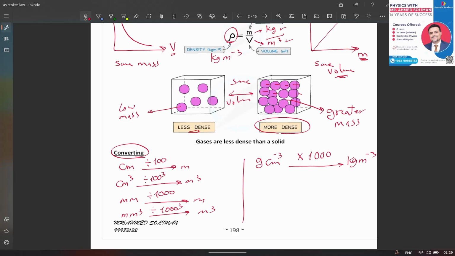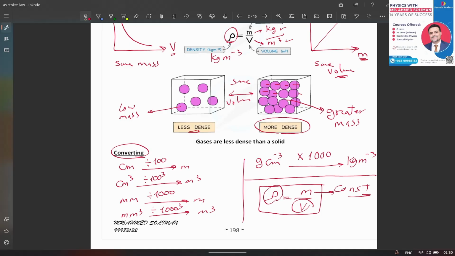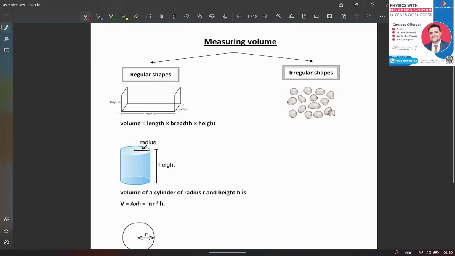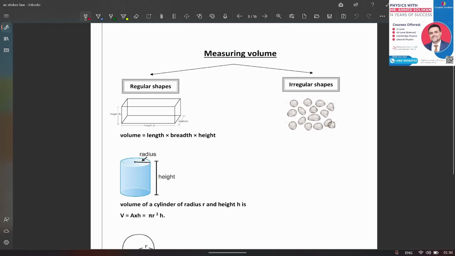Now, as I said, density equals mass over volume. And if you want to find the relationship between two quantities, the third must be constant. Okay, now let's move to the next: measuring the volume. How can we measure volume? We can measure volume using a ruler and also a measuring cylinder.